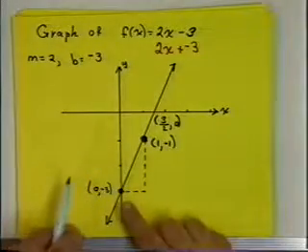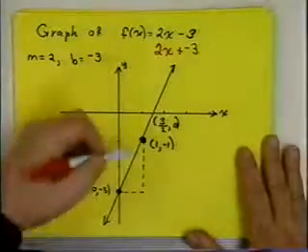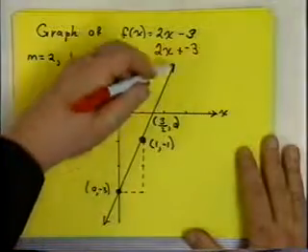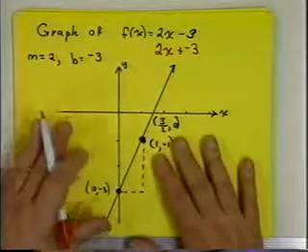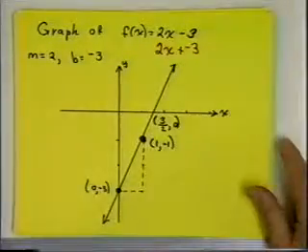It also tells you what? That for every unit you go to the right, you go 2 up. So the slope would be 2. I would then draw the line this way, okay? And now that's the graph of the line f of x equals 2x minus 3.